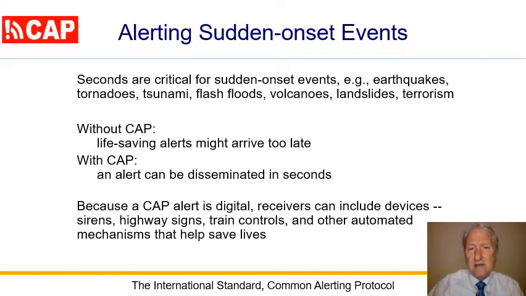Some types of hazard occur so suddenly that seconds mean the difference between timely, life-saving alerts and alerts that just arrive too late. Examples: earthquakes, tornadoes, tsunami, flash floods, volcanoes, landslides, of course, terrorism. CAP alerts can be posted immediately and then immediately disseminated, sometimes within seconds. Also, CAP alerts are digital, and that enables immediate action not only by people, but by devices such as sirens, highway signs, train controls, and other automated mechanisms that help save lives.